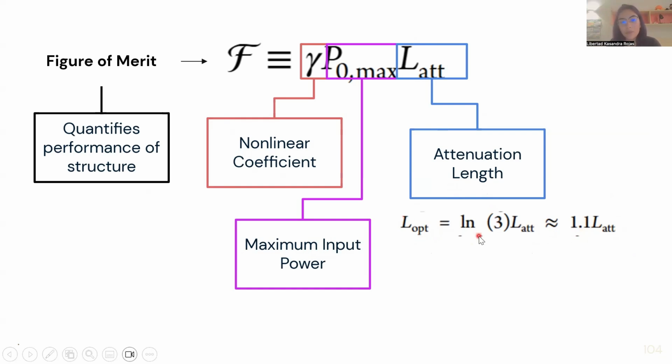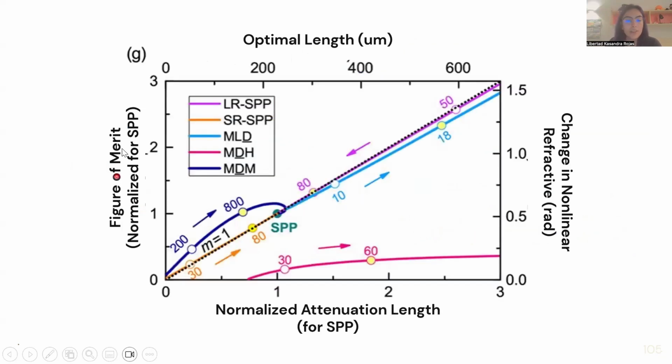Okay, so now that we know that this is our figure of merit, normalized specifically for our surface plasmon polariton modes, let's take a look at what we see here. The values that you see here are the widths of whatever material you have in the middle. In the metal dielectric metal case, it refers to the width of the dielectric material. So here 200 nanometers and here 800 nanometers.